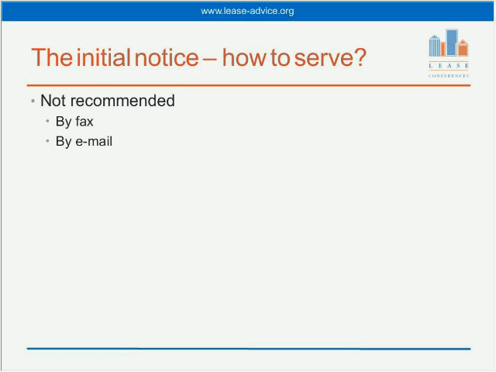And what's interesting is that he came to the view that service of the initial notice by email is permissible. It's county court, so it's persuasive authority, but it's not a High Court or Court of Appeal or Supreme Court decision. Maybe the issue will be tested later on.